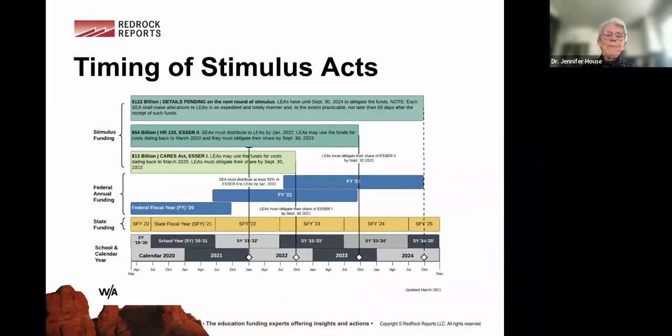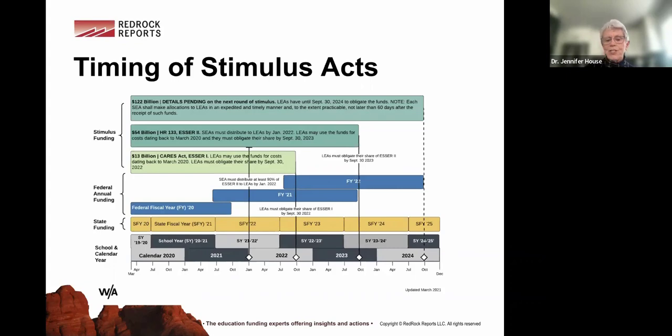So the timing of the stimulus acts: we've got this great amount of money, but when does it go away? Well, technically you can see where it started, and then technically it ends September 30th for each of them. And why September 30th? Well, your school budget year is from July 1 through June 30th, but the federal budget is October 1 through September 30th. And since this is a big federal program, that's when it ends.